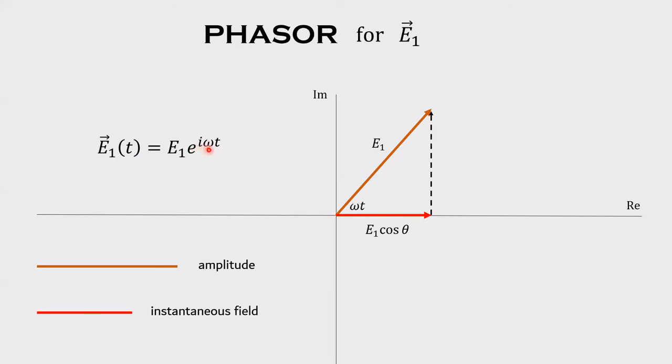e to the I omega t. If you have not yet encountered Euler's identity, if you have no idea what it means to put an imaginary number into the argument of the exponential function, don't stress about it. Like I said, we don't need this. But what this number actually means is you go this far along the real axis.